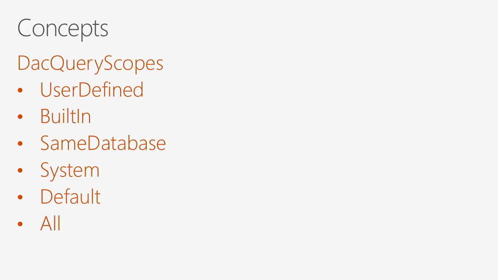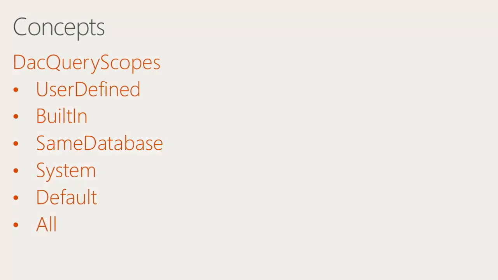Okay, third concept that is important is query scopes. And so again, when you're executing essentially a query against the model, you're going to need to know what scope you're interested in. If you've been working around databases, these are pretty self-explanatory. Built-in types, built-in objects, user-defined objects, system objects. Okay, they're kind of what they say on the box.